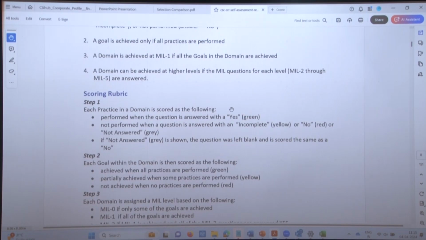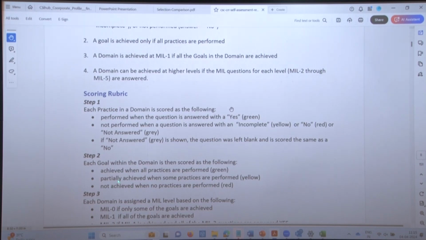So scoring is that every practice has three possible answers. Yes, we are performing this practice; or incomplete, meaning I am performing but not to the fullest extent possible; or no, which means that this is not being done. Not answered is gray, and not answered is not going to help much, it might as well be red. Right? If you have not answered, you assume that it is not being done.